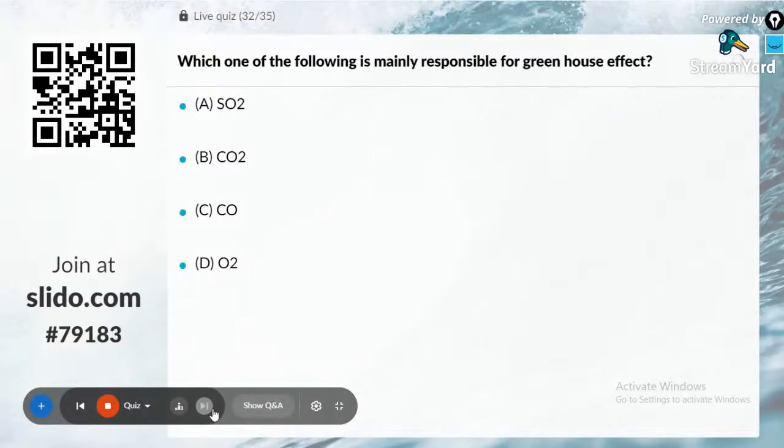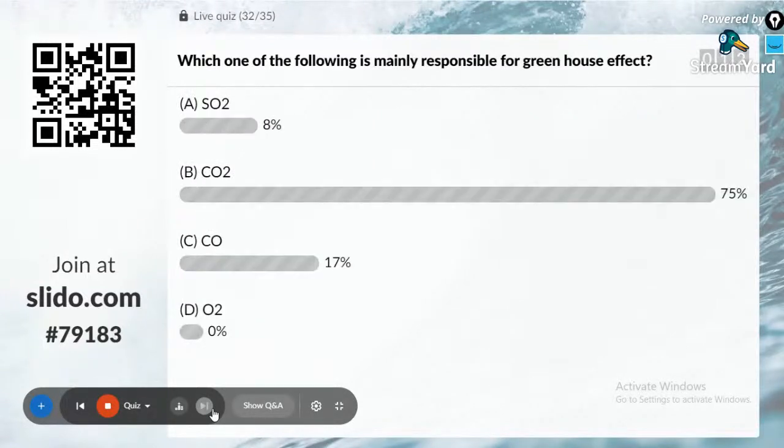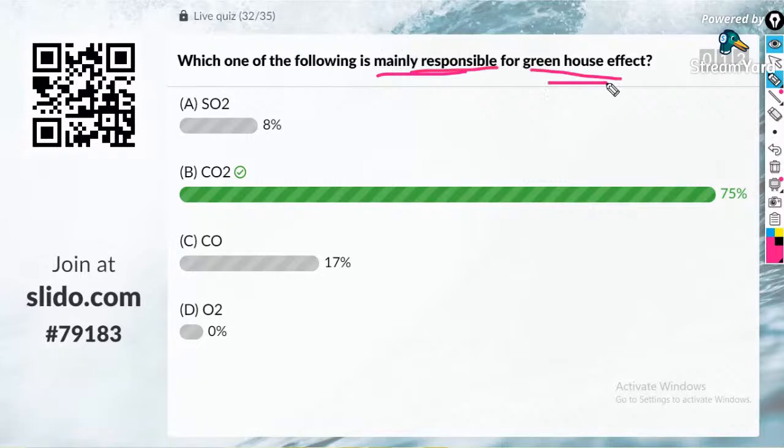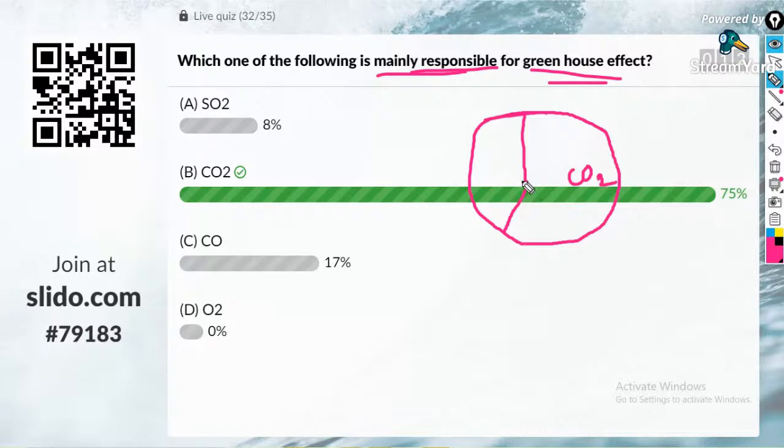We have a pie chart. Guys, it is carbon dioxide, mainly responsible for greenhouse effect. We have a pie chart in the NCERT textbook, right? Carbon dioxide. After that, you have the methane, then chlorofluorocarbon, NO, like this.